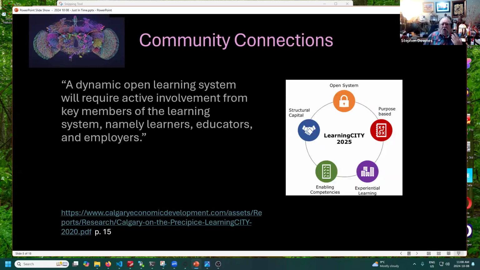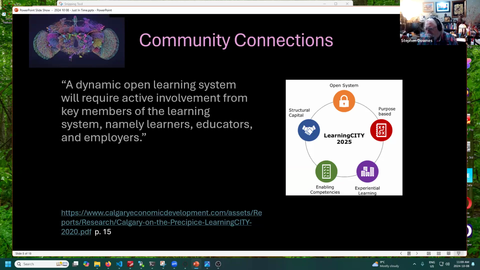No, okay. Part of dynamic open learning and part of what makes it challenging and what makes it interesting is that it's based in community connections. And this is from, believe it or not, Calgary Economic Development. Like I say, I did a search for this, and this is one of the things that turned up. But they get the idea. A dynamic open learning system will require active involvement from key members of the learning system, namely learners, educators, and employers. And I would add pretty much everybody else in the community.